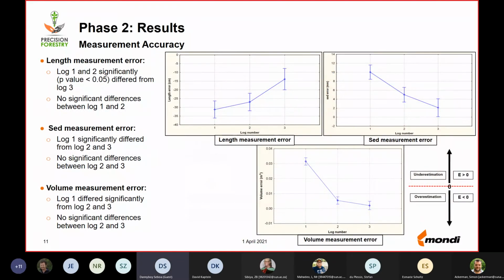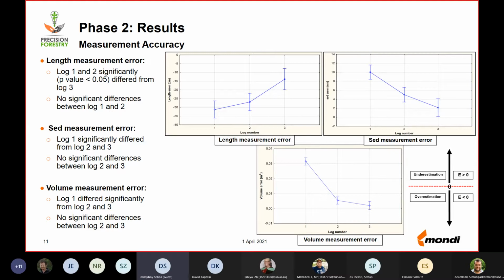Let's have a look at the stats. Firstly, when we refer to log 1, we're basically saying the first log that was processed. So log 2 will be your second log, and log 3 will be your third log. During this trial, the machine was processing a maximum of 3 logs from one tree. So let's look at the length measurement error.